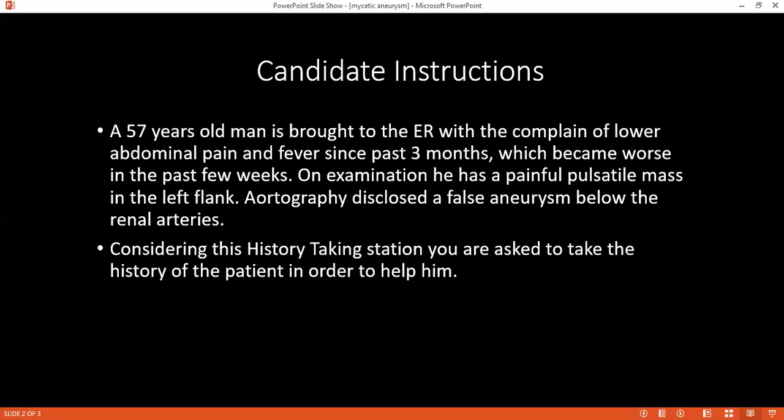Okay, can you describe for me when this mass started? It's about 3 months, and it's gradually increasing. Okay. And is there anything that increases or decreases it? No. Actually, I didn't know about that.